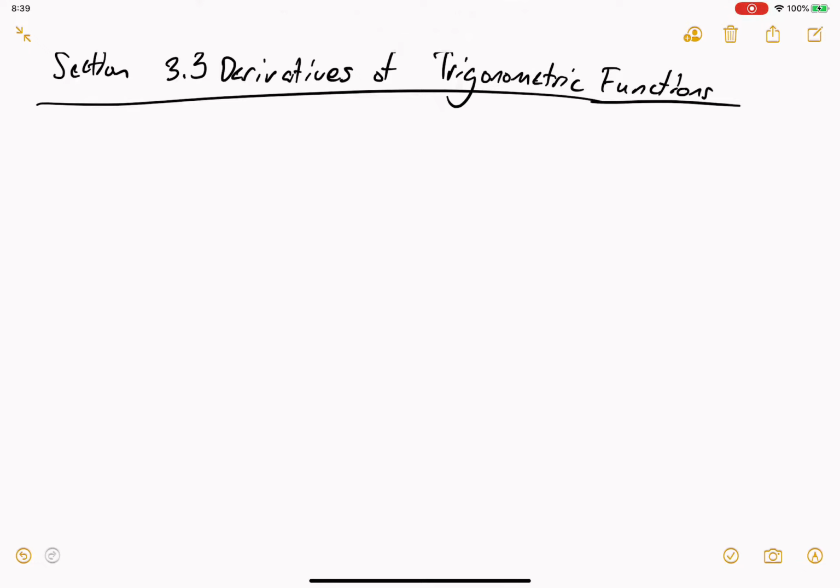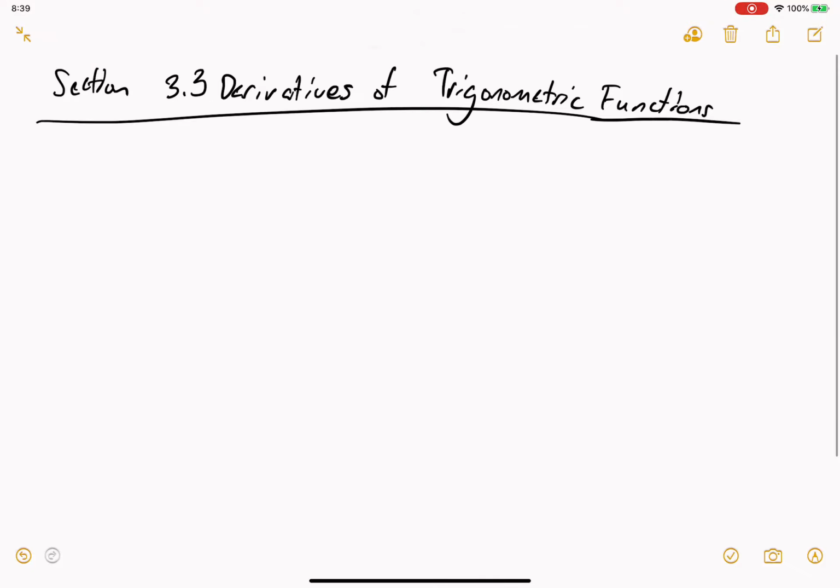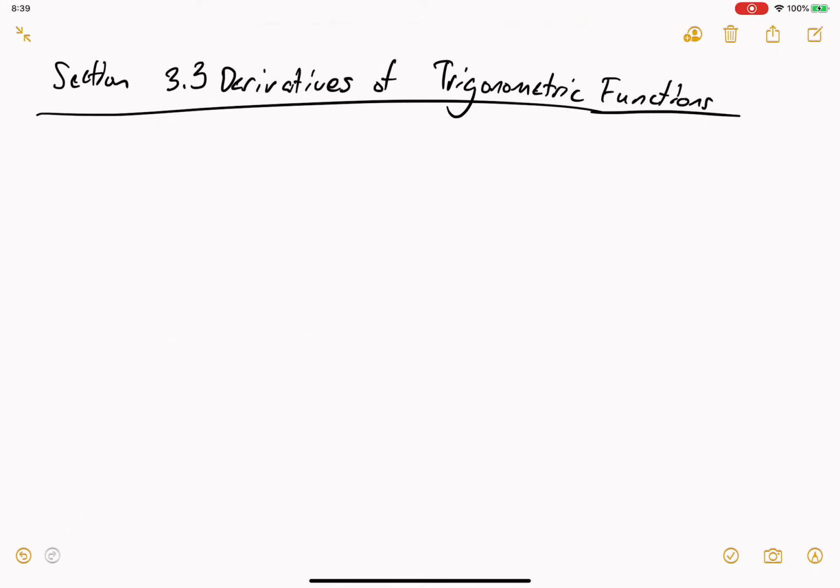Hello guys, today we're going to be covering section 3.3, which is derivatives of trigonometric functions. I just want to start off by saying I'll be skipping a section on this, mostly because it's just a pain and it's not really important. And I might cover it in a different video if you guys really want. It's a geometric proof of a limit, but once we get there, I'll explain why.